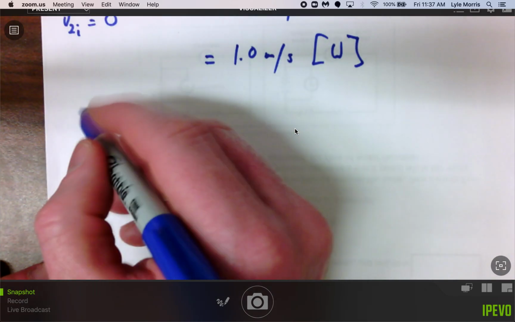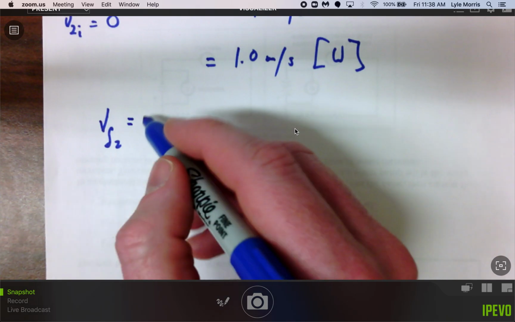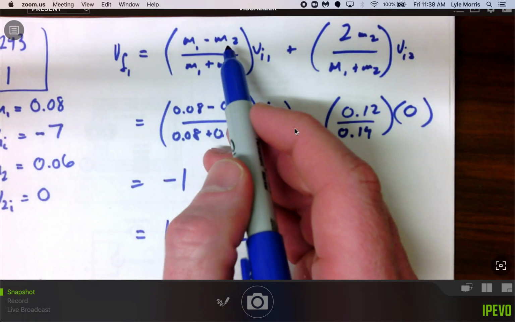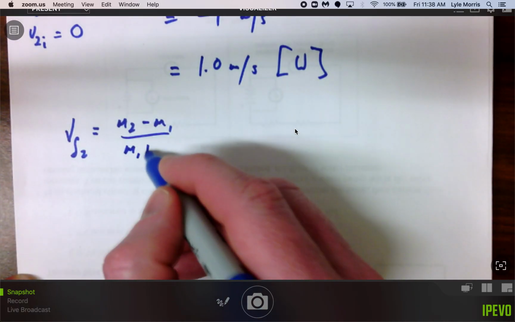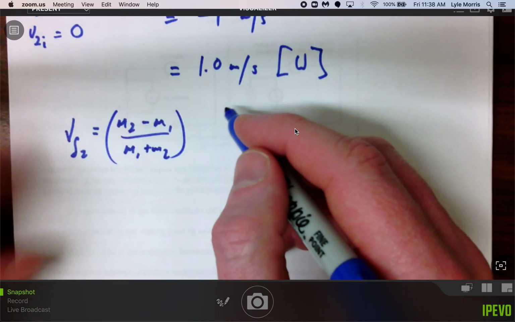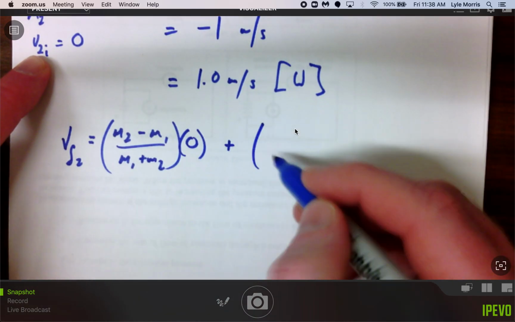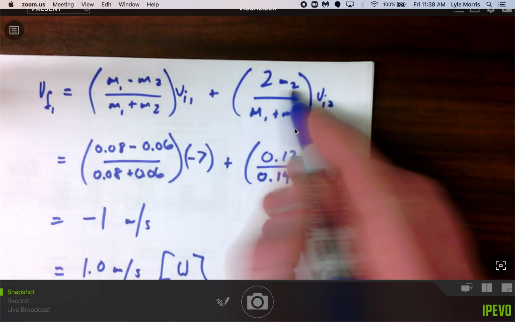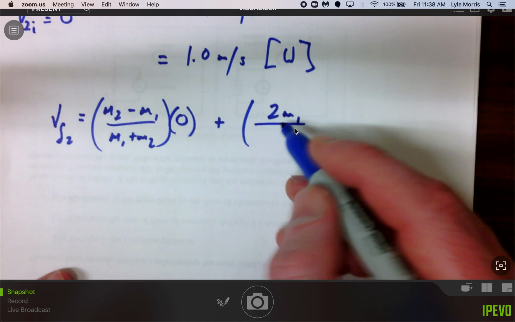The second ball is VF2 equals (M2 minus M1). Notice the difference, M1 minus M2. This one is M2 minus M1 over M1 plus M2 times VI of the second ball, so it's times 0, so we don't even need to do that any further, plus 2M1, the other one was 2M2, 2M1 over M1 plus M2.